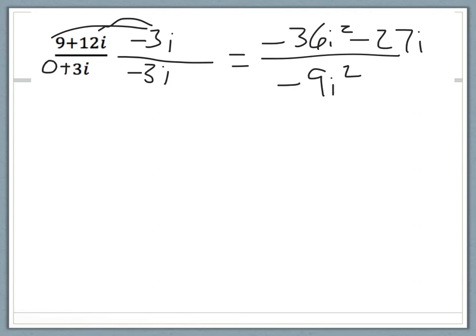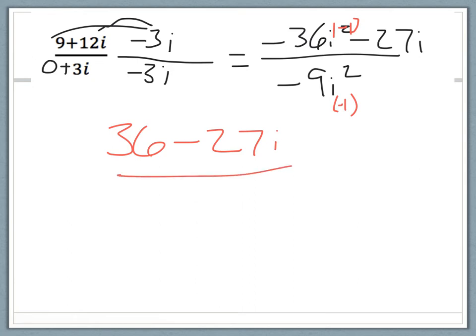Now, you can't have i squareds in your final answer. You have to clean that up. So, remember, i squared is just -1. So, let's go ahead and clean this up. -36 times -1 is a positive 36 minus 27i. All over -9 times -1, which is positive 9.